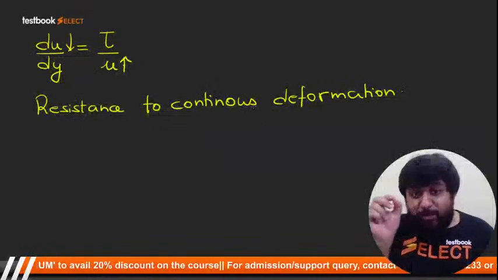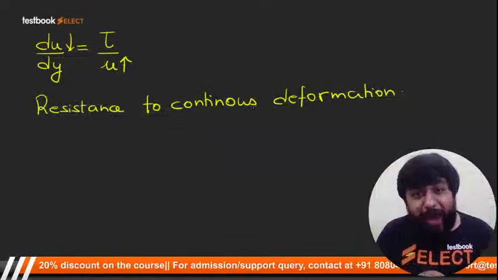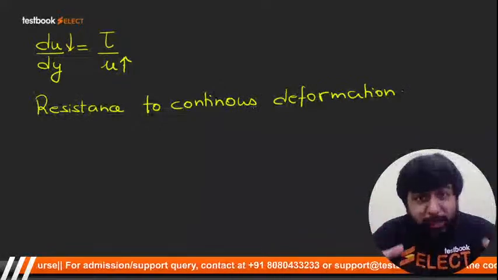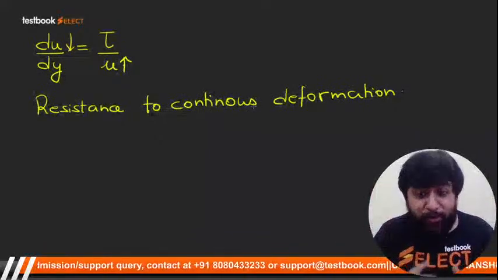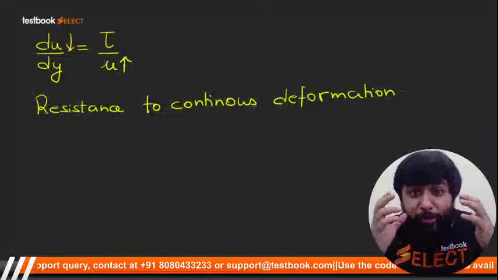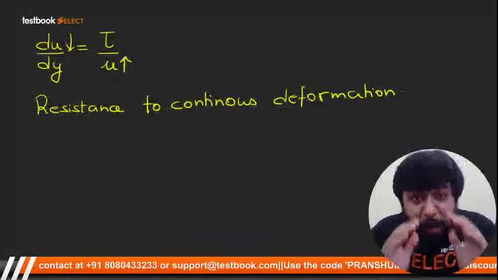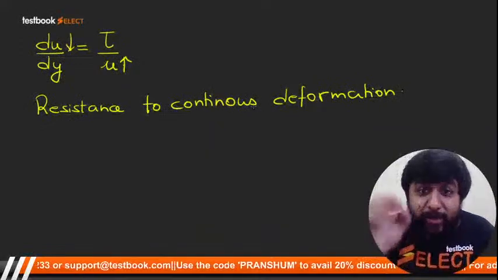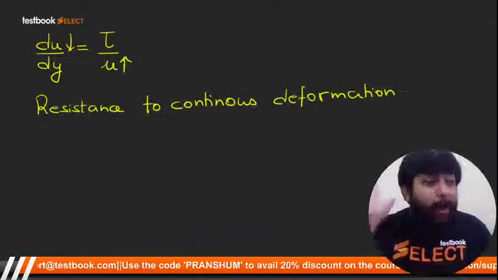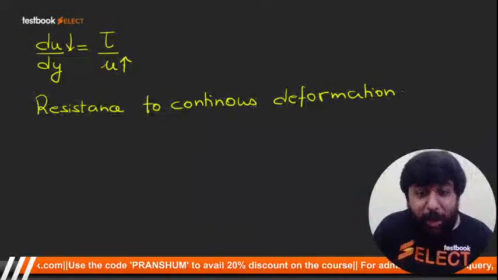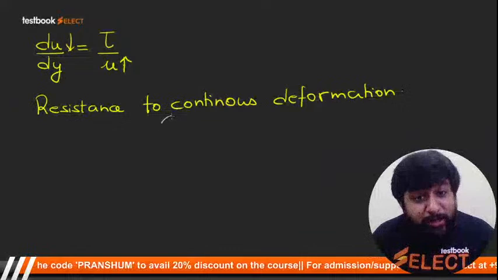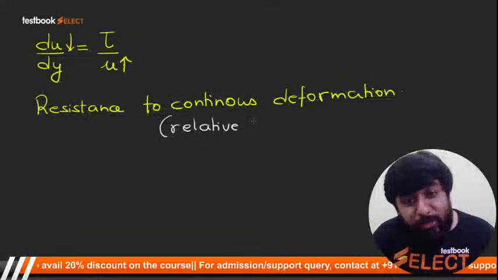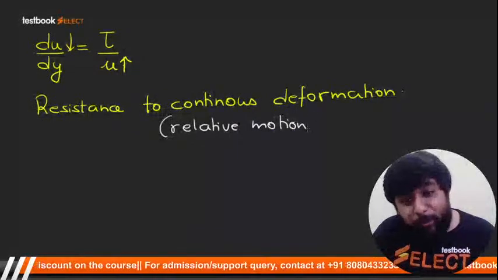But if one particle is moving slow and other particle is moving fast, the distance between the particles will increase with time. So basically the substance is deforming with time. So when you say continuous deformation, it simply means that some particles are moving slow, some particles are moving fast. So basically there is a relative motion between adjacent particles. That is why many times it is written as resistance to relative motion between adjacent particles.